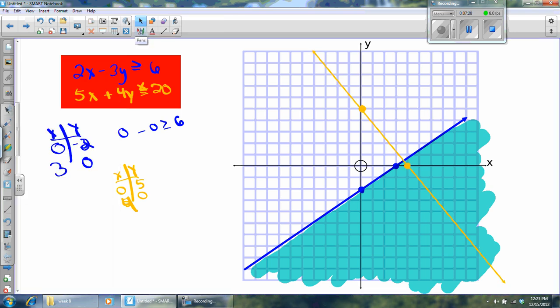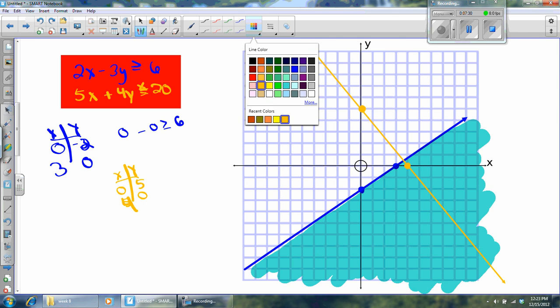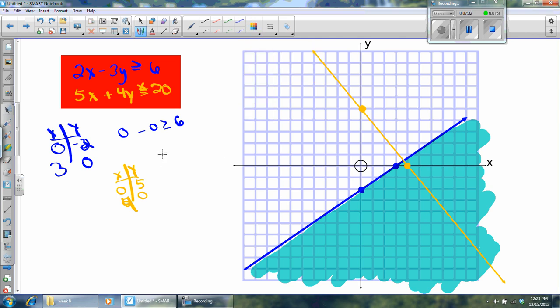All right. So the test for my shading, I'll plug 0 in for x, 0 in for y, less than or equal to 20. That is true. I'll shade the bottom portion of the line, which will be down here. Oops. Should be shading in yellow. Excuse me. Got to get rid of that, or that's going to be in the way. There we go. So I'm going to shade.